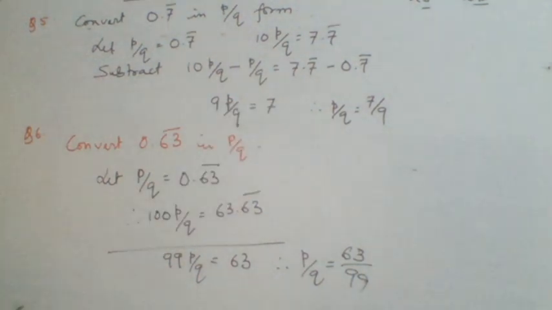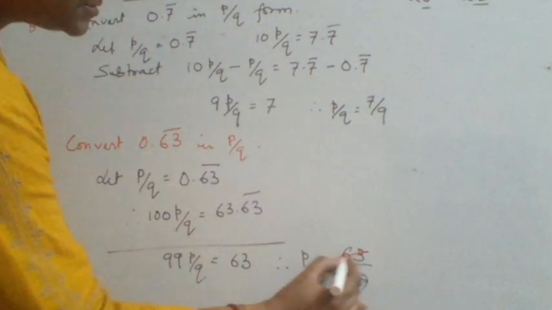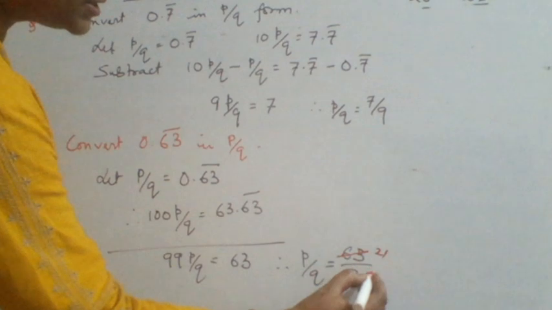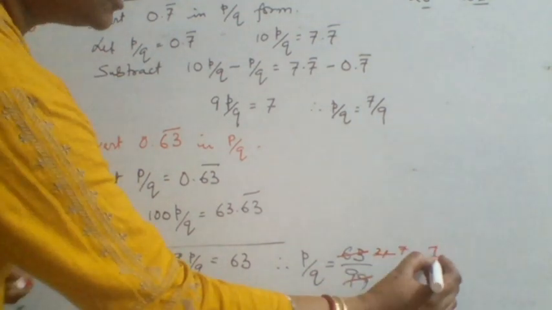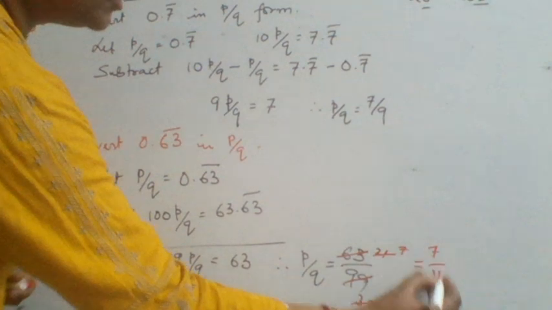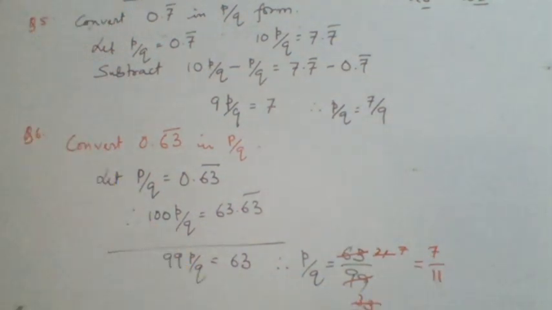63 upon 99. This is not in the lowest term. Cancel it. 3 twos are 6, 3 threes are 9. Then 3 with 11, 3 sevens are 21. So this is 7 upon 11. Okay. So this is about how to convert terminating or non-terminating decimals into the P by Q form. These are some of the very important questions which are asked in the exams.